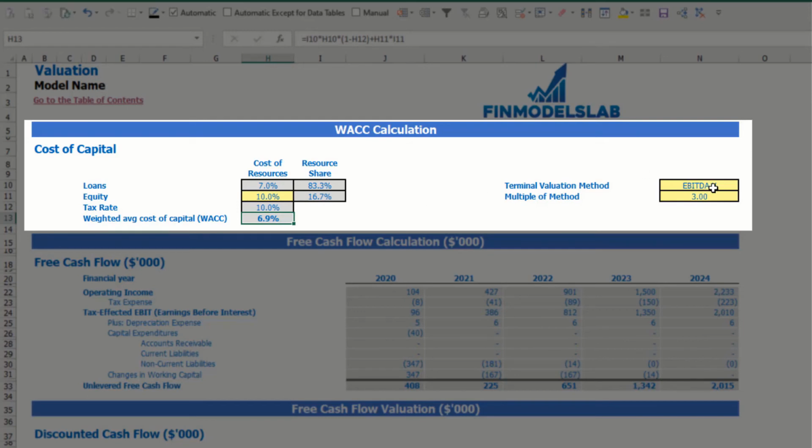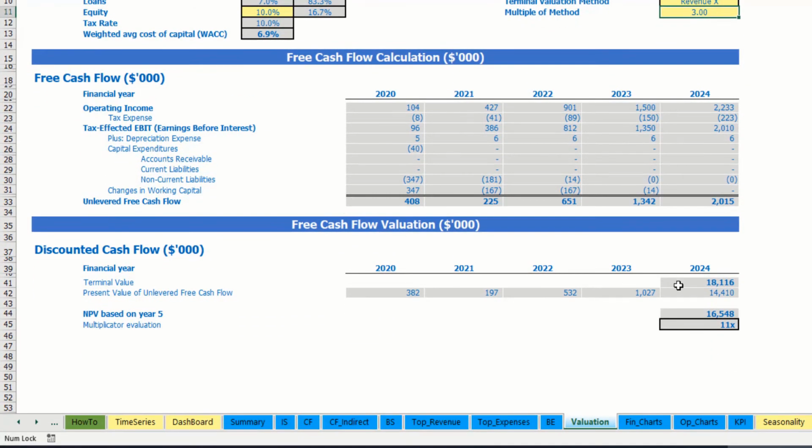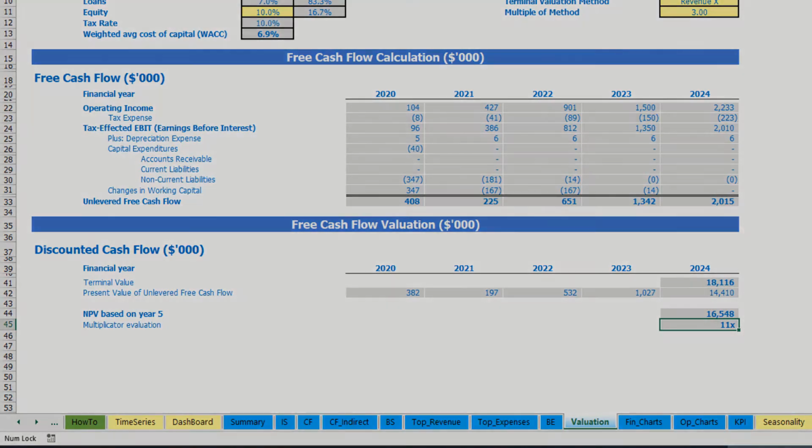In the valuation model there are two valuation methods, which are EBITDA multiple and revenue multiple. You may select one of them, and below you may input the multiple of the method. Based on this information we can see terminal value, which is calculated on unlevered free cash flow. You may see the present value of unlevered free cash flow, NPV, and multiple valuation for this particular company.